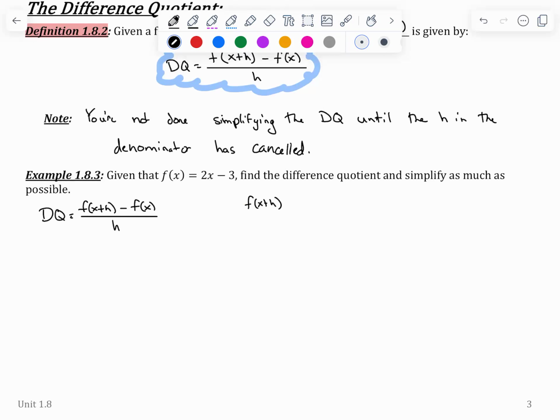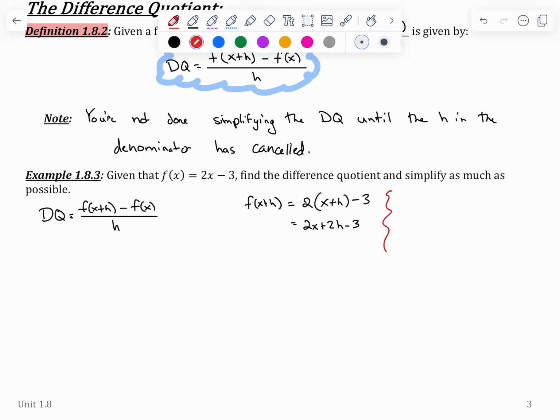That is f of the quantity x plus h, meaning that we're going to be taking every instance of x in our function. In this case, there's only one right here. And we're going to replace that x with an x plus h. That is to say, we're going to get 2 times the quantity x plus h minus 3. So that's going to be 2x plus 2h minus 3 when we distribute.